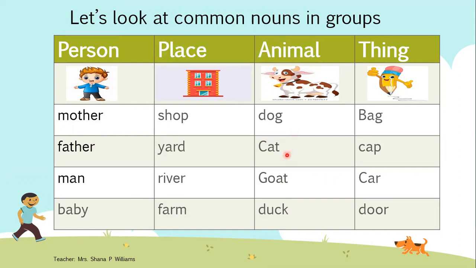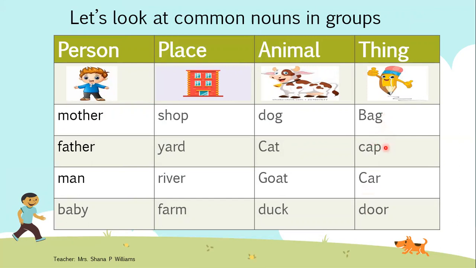Cat. Cats have claws. Which cat? All cats, right? Goat. Which goat? Any goat. Duck, right? Ducks make a quacking sound. Which duck? Could be any duck, all ducks. All right, thing group. Bag, cap, car, door.